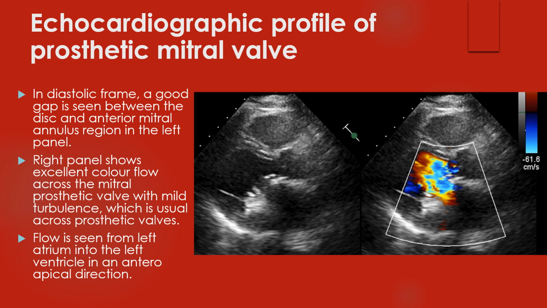In the diastolic frame, a good gap is seen between the disc and anterior mitral annulus region in the left panel. Right panel shows excellent color flow across the prosthetic mitral valve with mild turbulence, which is usual across a prosthetic valve. Flow is seen from the left atrium into the left ventricle in an anteroapical direction.